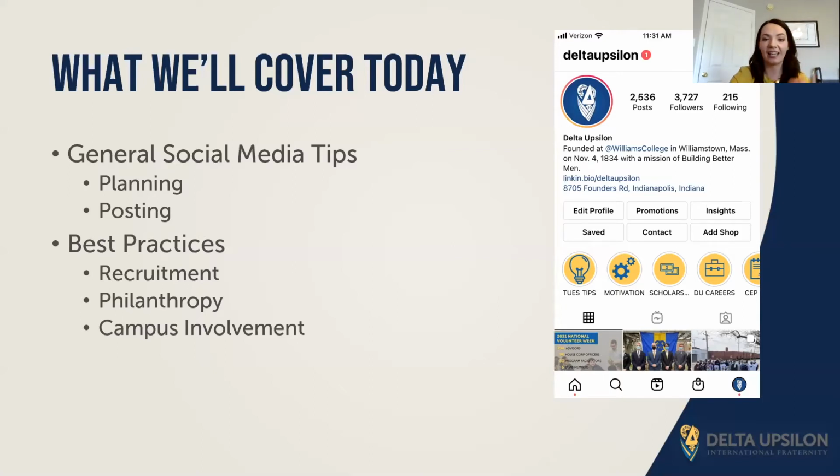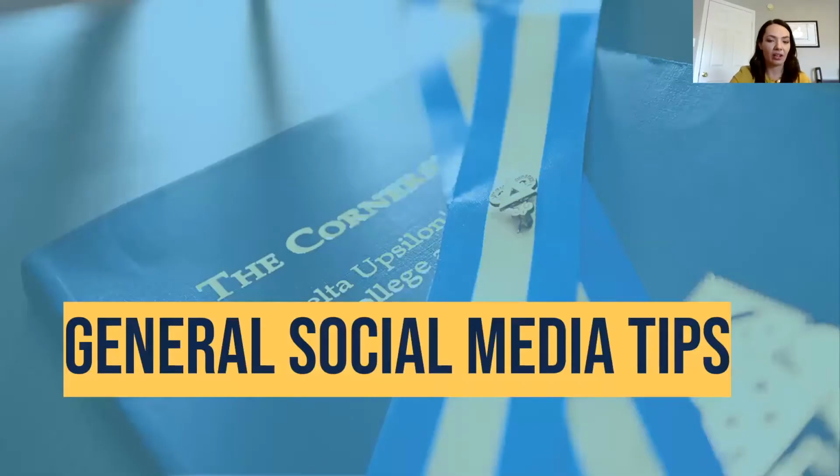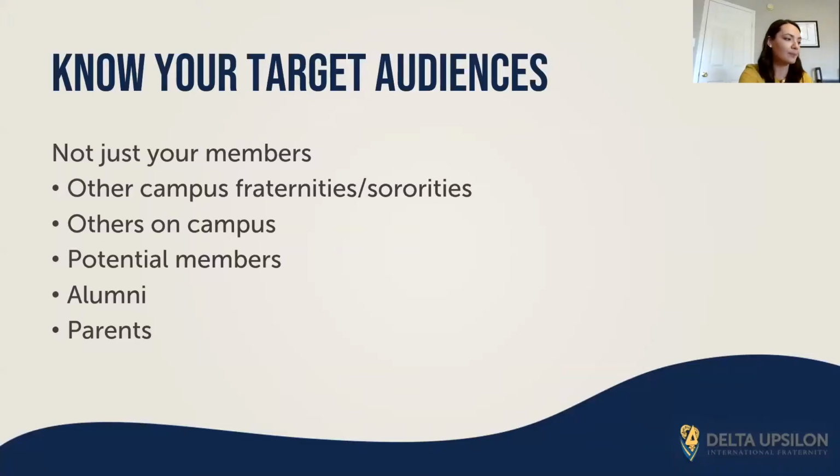And so just kind of to kick right in, we'll just talk about some general social media tips. And so really the first big one I have is just to know your target audiences. And so knowing these is going to be really important as chapters post and to make their plans accordingly. So I think a lot of times we see chapters that post and they really only think about the current members that they have and not everyone who follows their social media accounts.